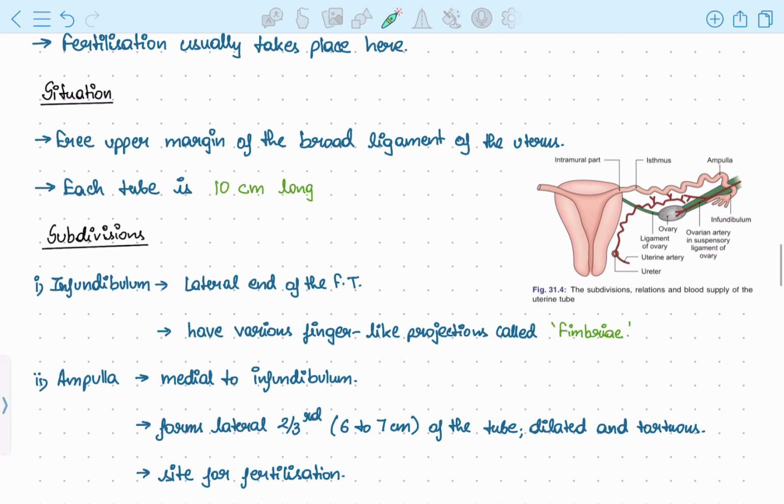Now we come to the blood supply. So you must remember, see यहाँ पर fallopian tube के division के time we did lateral two-thirds and medial one-third. But in case of blood supply, it is medial two-third and lateral one-third. Okay. So the medial two-third, as you can see from this diagram, it is supplied by the uterine artery, and the lateral one-third is supplied by the ovarian artery.